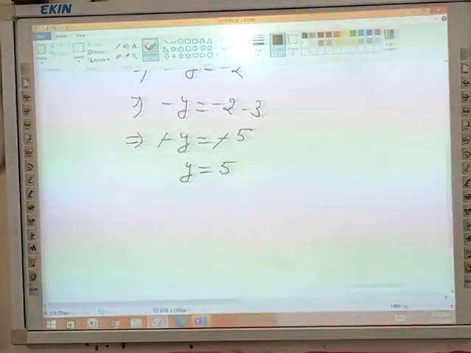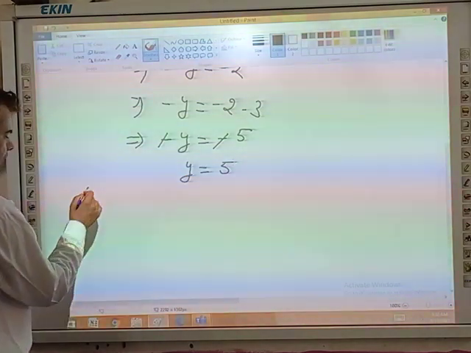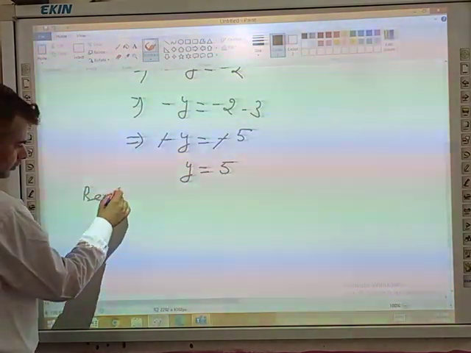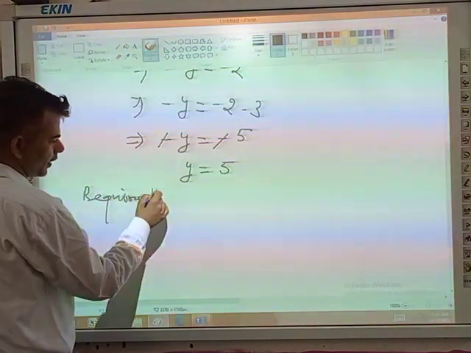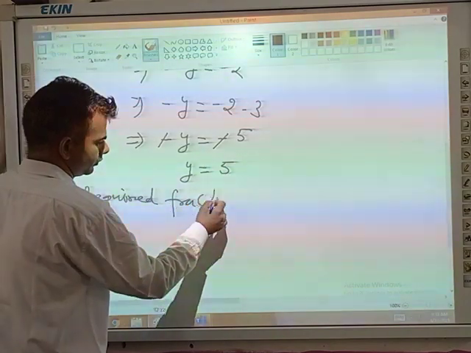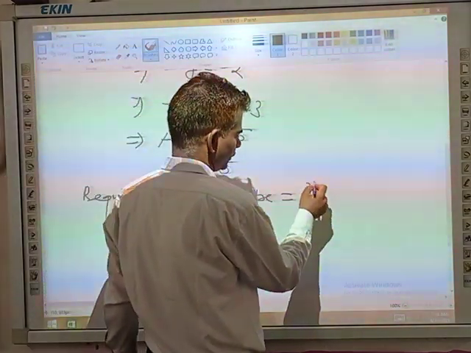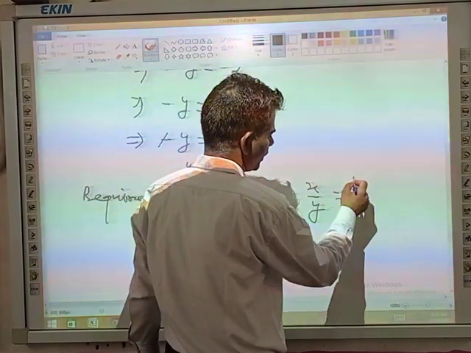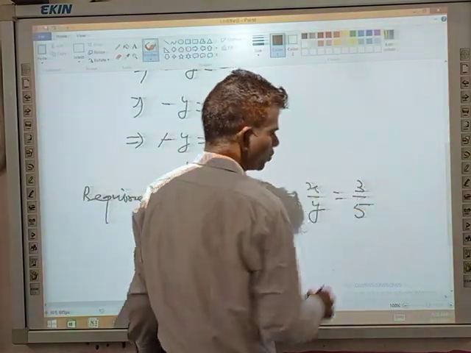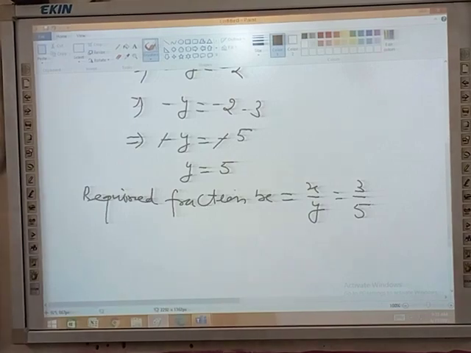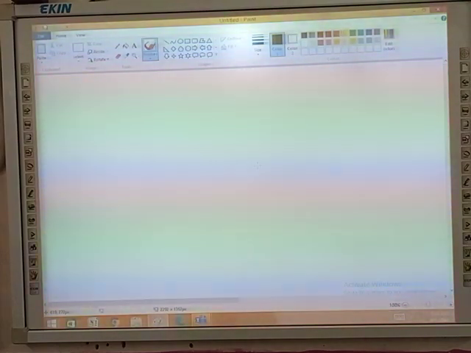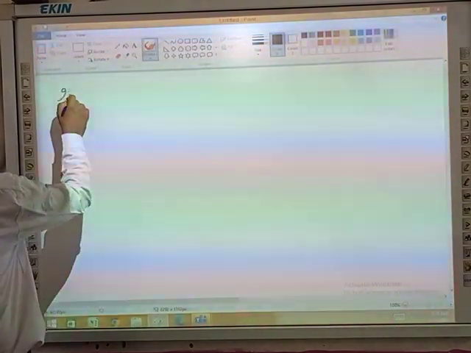Now students, the required fraction is 3 upon 5. Students, any doubt, any problems? Do it fast. Question number 2, fifth part.